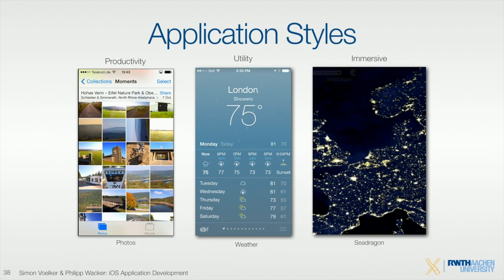So at the end, I want to talk a little bit about different styles of applications. Usually, you can divide applications for mobile into roughly these three categories. The first one is productivity, then you have utility, and then you have immersive applications.